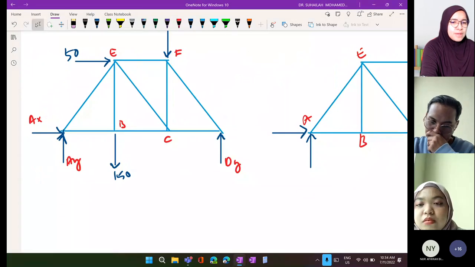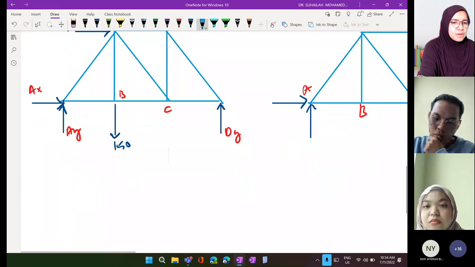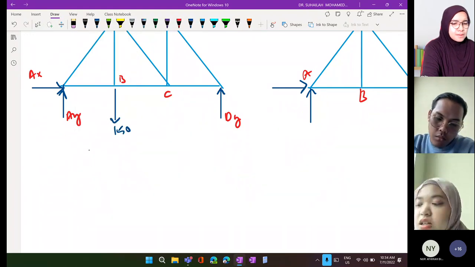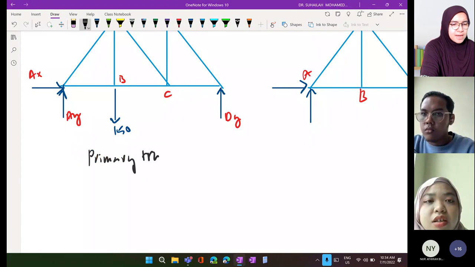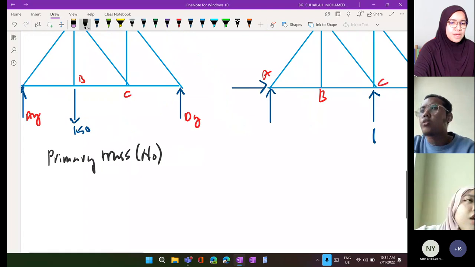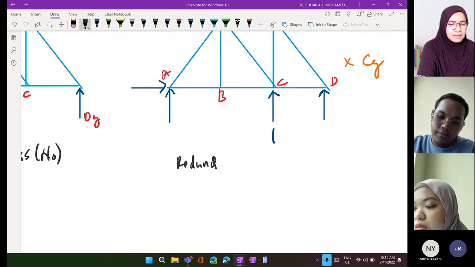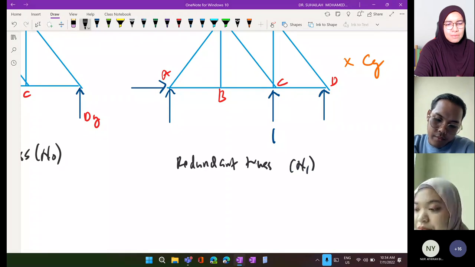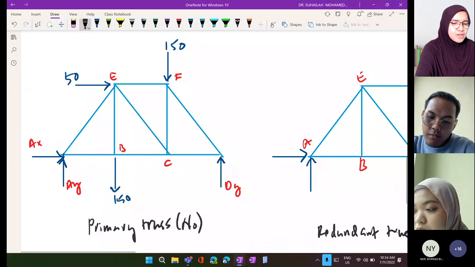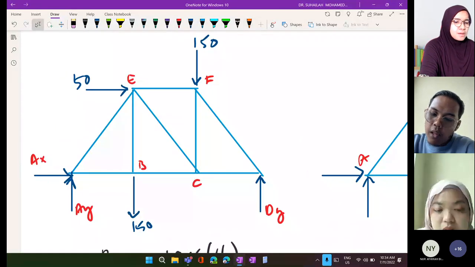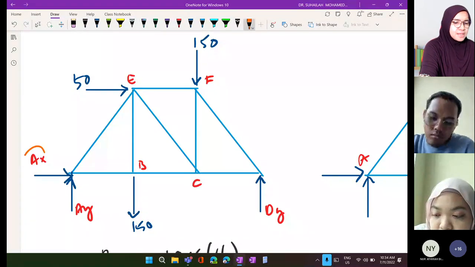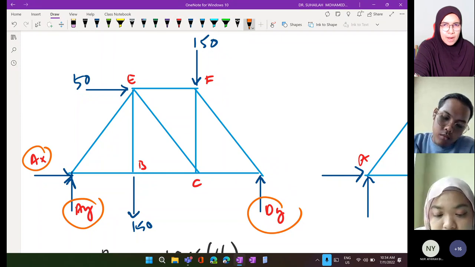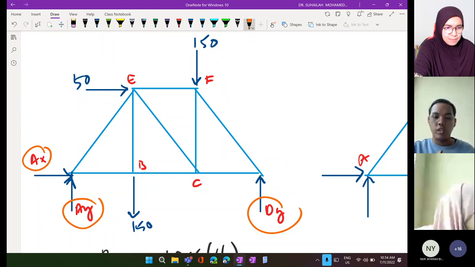This is the primary truss, and this is N naught. And this is the redundant truss, N1. Now please calculate the reactions AX, AY and DY in the primary truss.